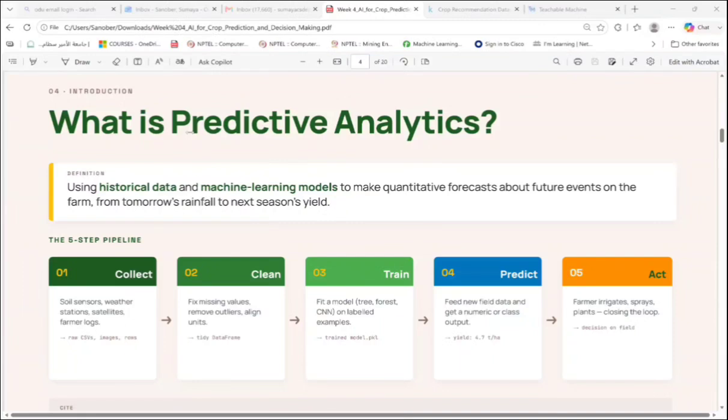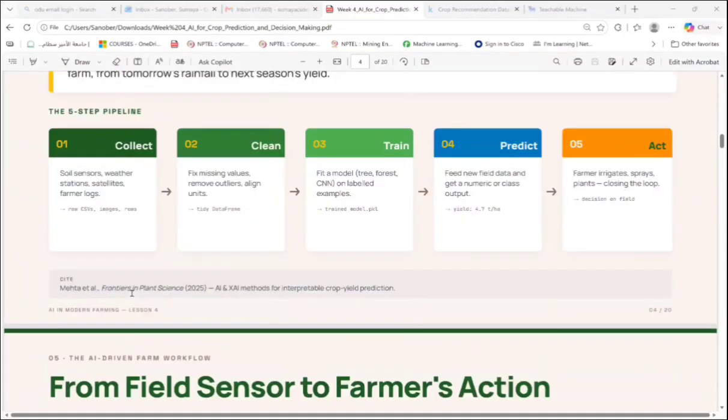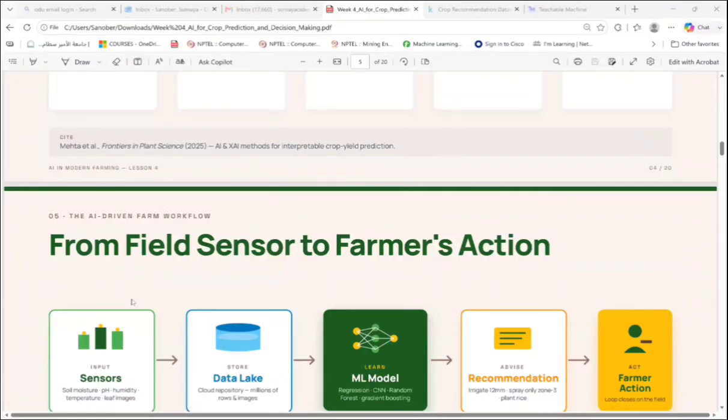A decision is something that you take. A prediction is the chance or likelihood of things happening. That is what a prediction means. Now let us connect this process to the technologies we have studied in previous lessons. Moving on to the next slide, that is slide number 5.